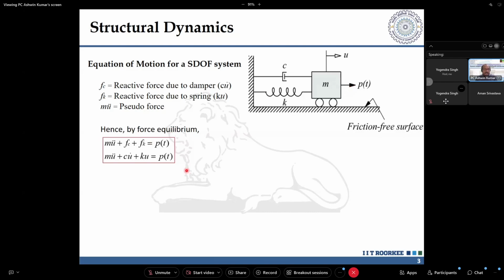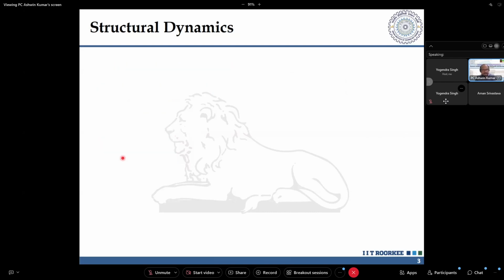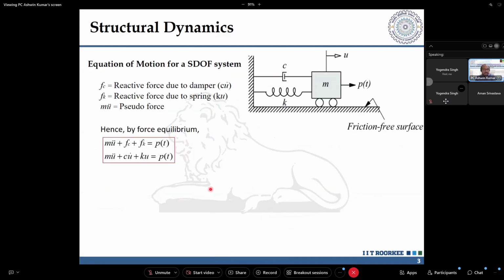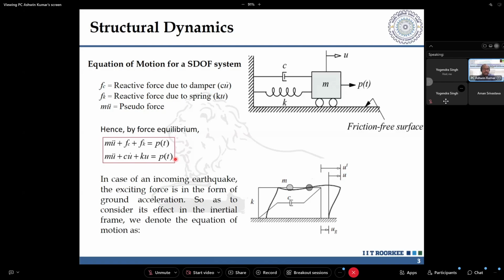So when we write the equation of motion for this particular system, we again get m u double dot plus the reactive force due to the damper, plus the reactive force due to the spring, that is equal to the external force that is applied. This is after rearranging, like D'Alembert's principle, what we have done previously: mass into acceleration will be the unbalanced force that is acting upon the system. This has been rearranged and put as an equation of motion that we normally know, right?